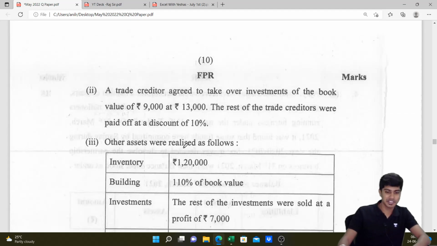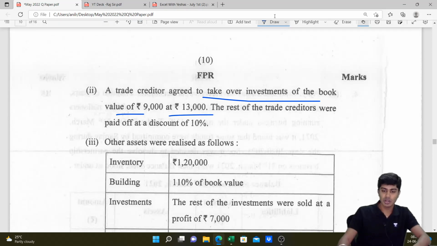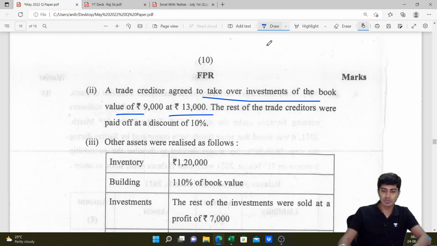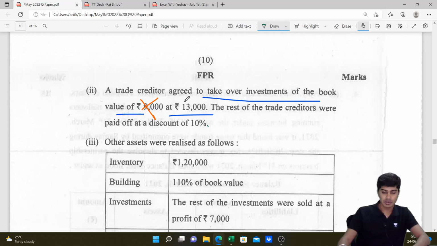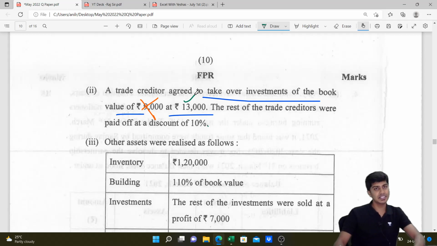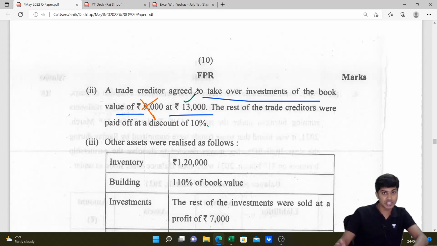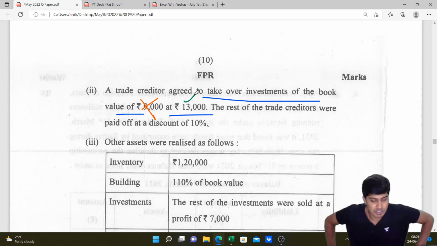Now I have the second main adjustment. A trade creditor agreed to take investments of book value of rupees 9,000 at 13,000. What you need to remember is, don't worry about this 9,000. Don't try to compute profit or loss on sale or adjustment or anything. Only think about 13,000. So 13,000 is the value of liability decreasing, trade creditors, and that is the extent to which our investments will also decrease.